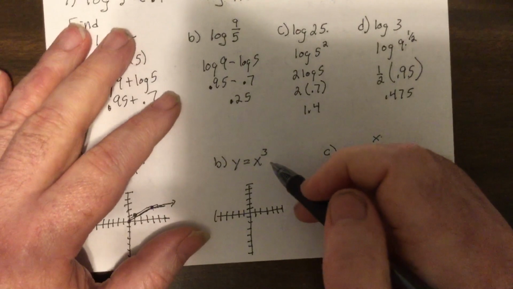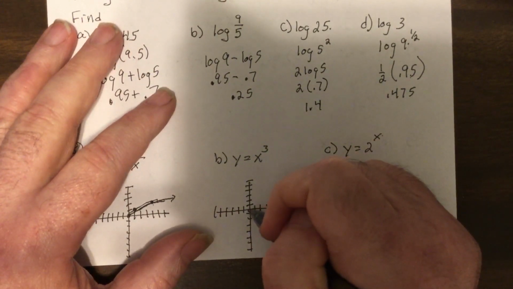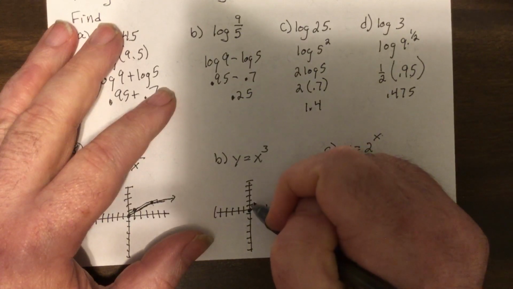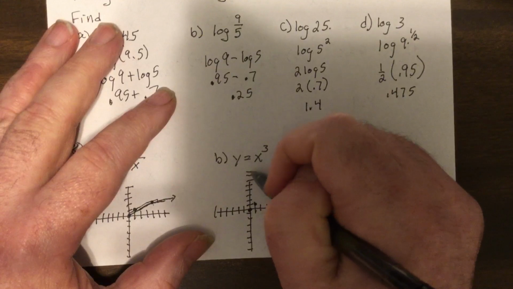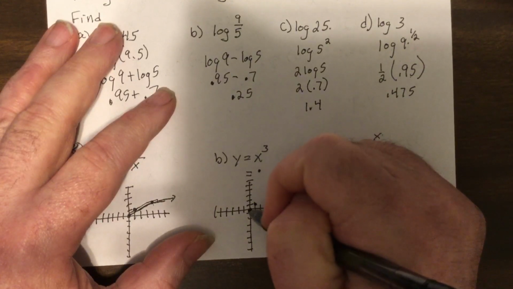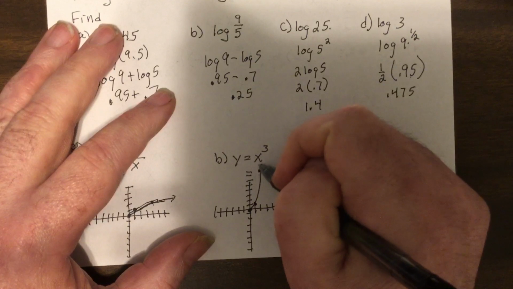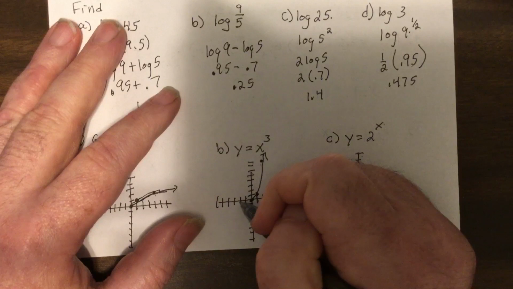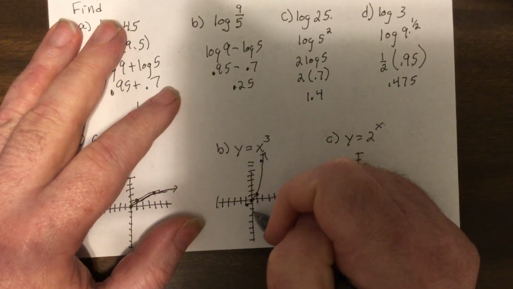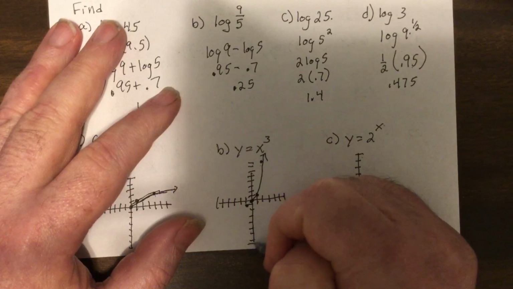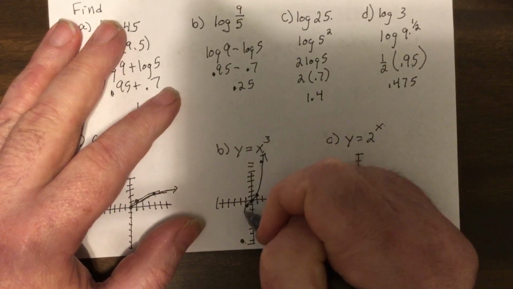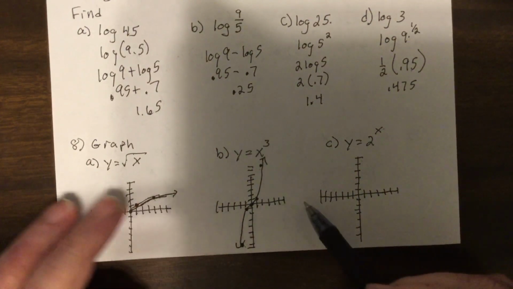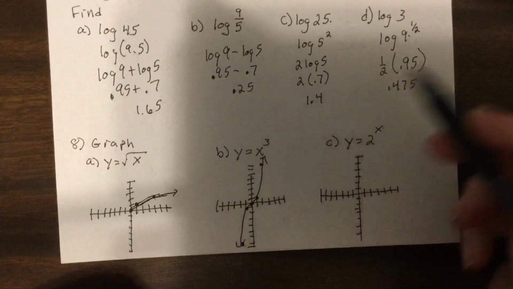Now x cubed, put in 0. 0 cubed is 0. Put in 1. 1 cubed is 1. Put in 2. 2 cubed is 8. So it's starting to go up, and it's starting to go up fast. Never go straight up. Put in negative 1. Cubed is negative 1. Put in negative 2. It's negative 8. So it's curving down. So the domain would be all real numbers. It's going left and right forever. The range would be all real numbers.